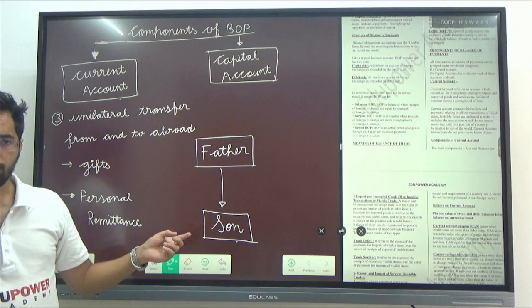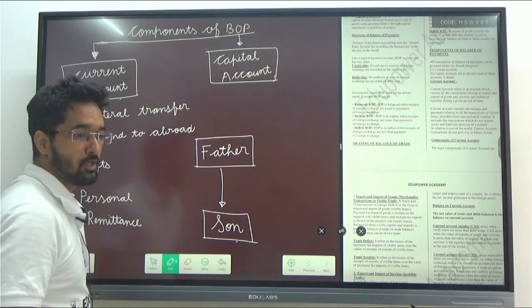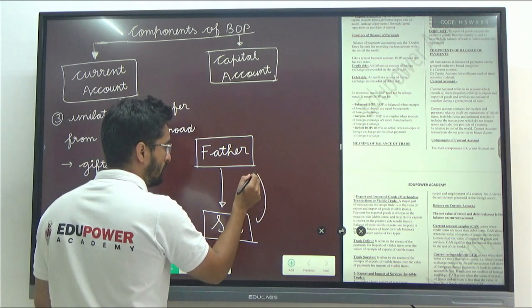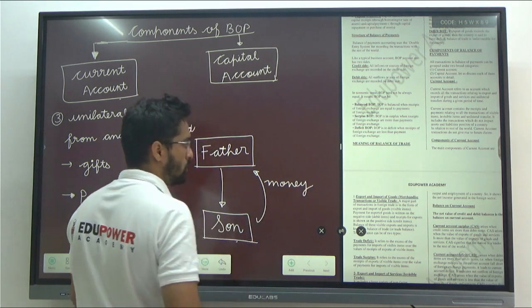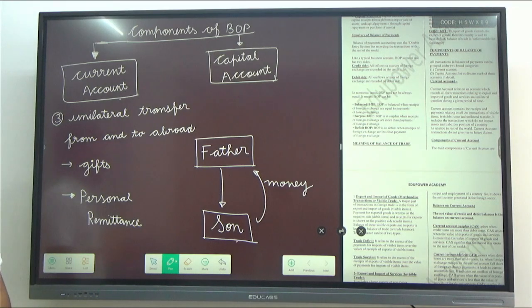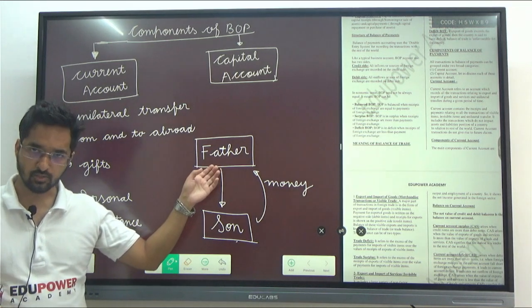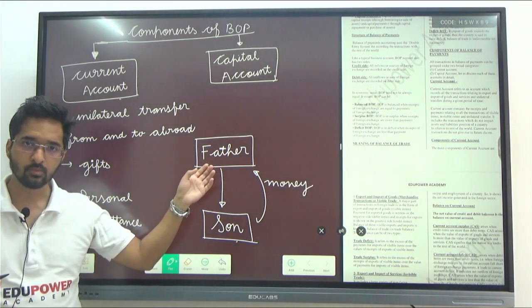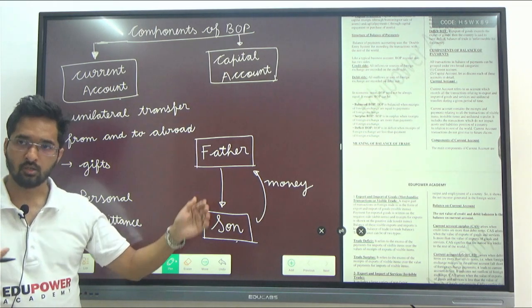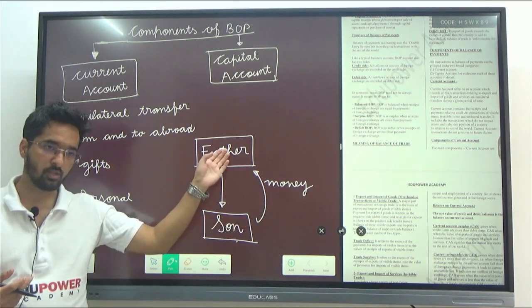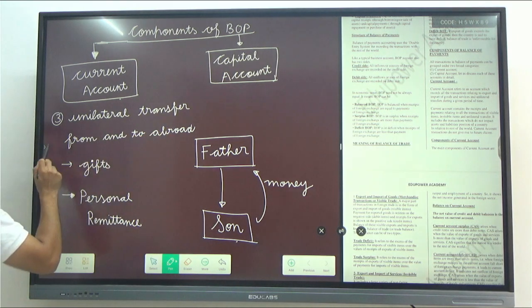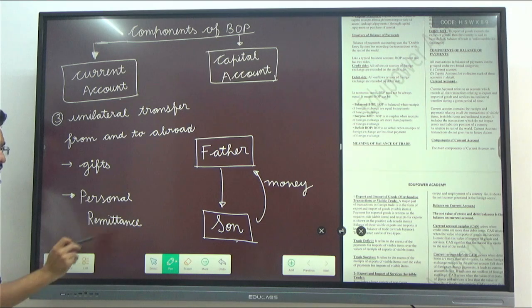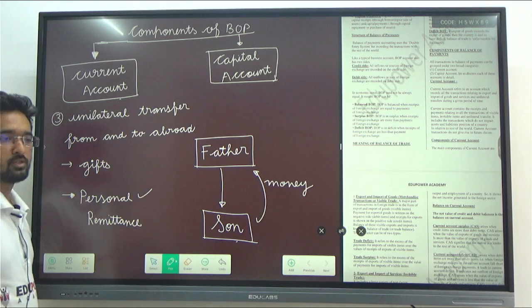Now what this son will do, he will send some money to his father for the father's day to day subsistence. For the survival of his father, for his day to day needs, he will send some money to his father. So that money will come under unilateral transfer from abroad. Okay, so this is called personal remittance.